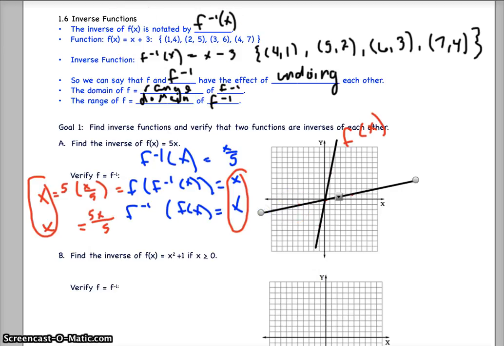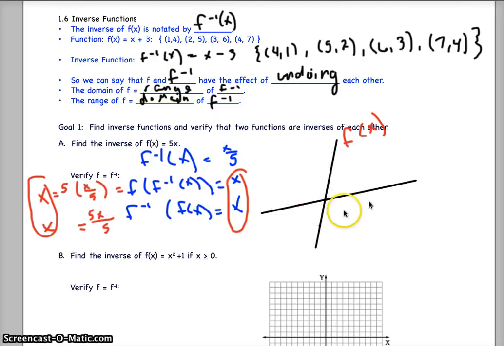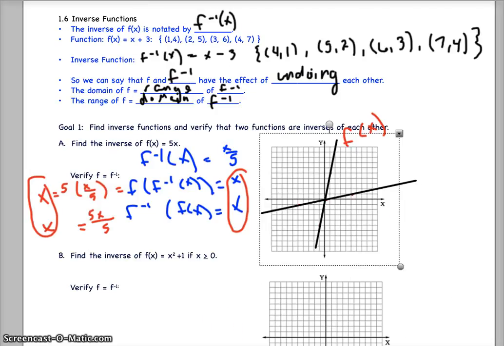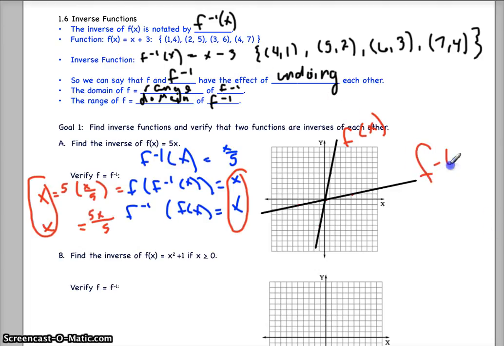Okay, so how can I verify by looking at the graphs that these are inverse functions of each other? Well, the graphs of inverse functions have a special relationship, and that is they are symmetrical across the line y equals x. So here's f inverse, and they are symmetrical across the line y equals x.